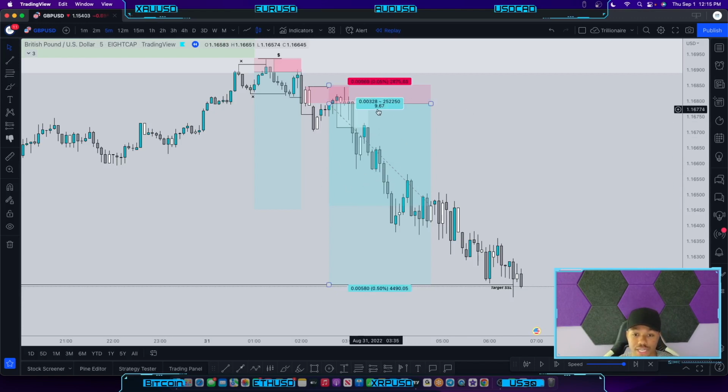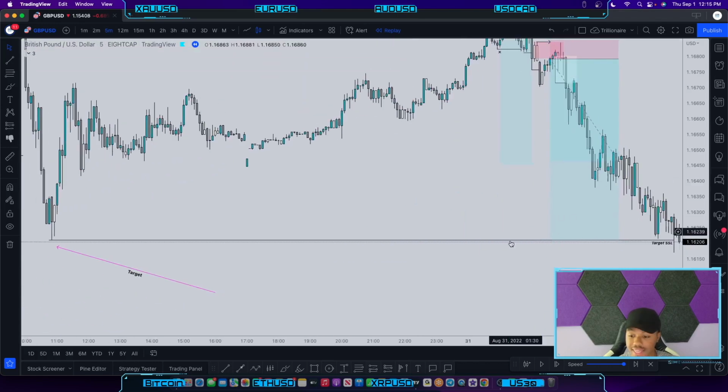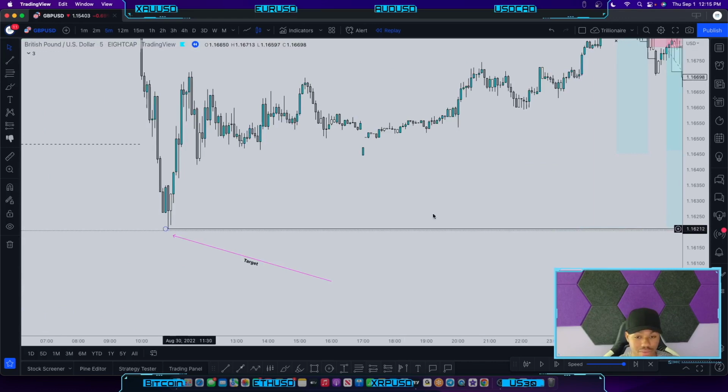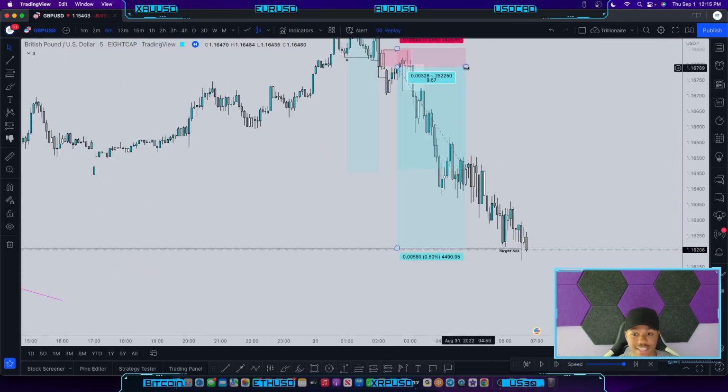So we see that this trade here produced about 9.67%. Remember, guys, this target was also given as well, right? This is not something that you guys have to guess. You guys don't have to guess, should I enter here? Should I not enter here? Should I target this area? Should I not target this area?